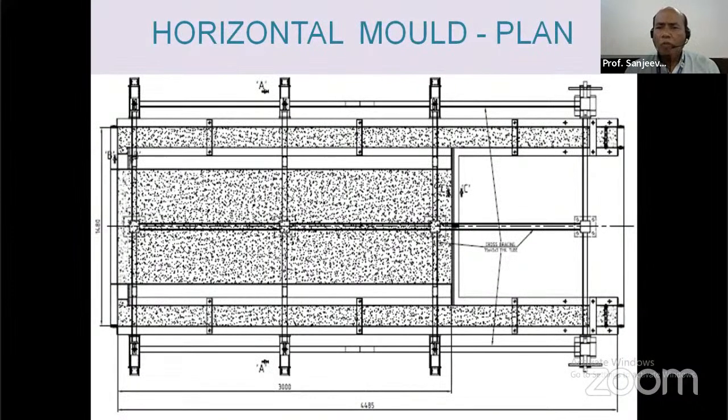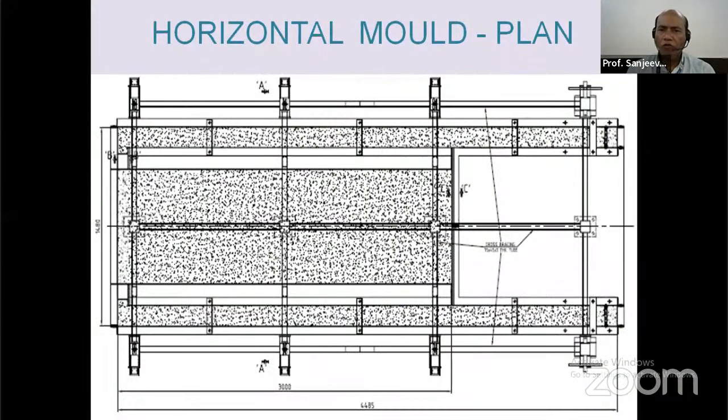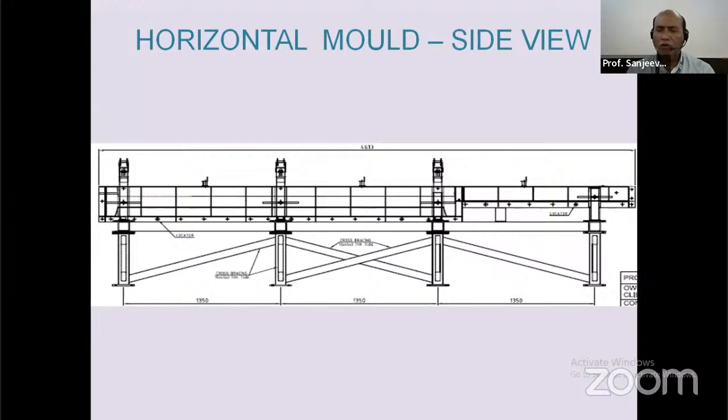Now the horizontal mold plan. This is the mold which was used for casting of the precast wall panel. Next, the horizontal mold side view. This is the side view of the horizontal mold. This was the top view. This is the top view of the horizontal mold, and this is the side view of the horizontal mold, which was used for construction of the precast wall panel.